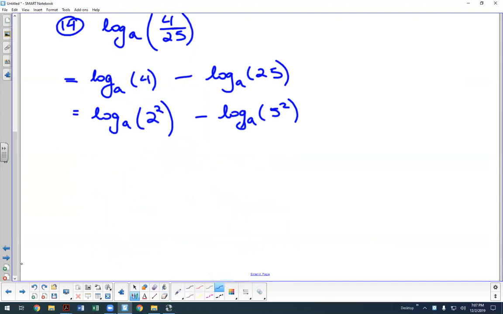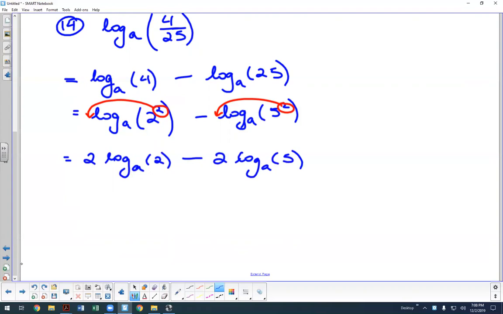Okay. So for each one of these, bring that exponent to the front of its own logarithm. That will end up giving you 2 times log of 2, base a, of course, and then 2 times log of 5 with base a. Since both of these have that common 2 in the front, you can just bring it outside as a greatest common factor.